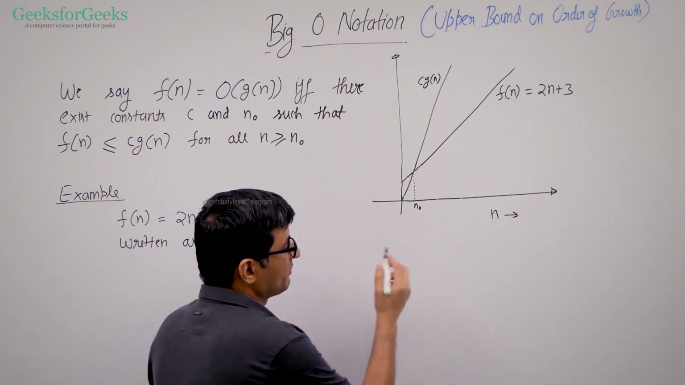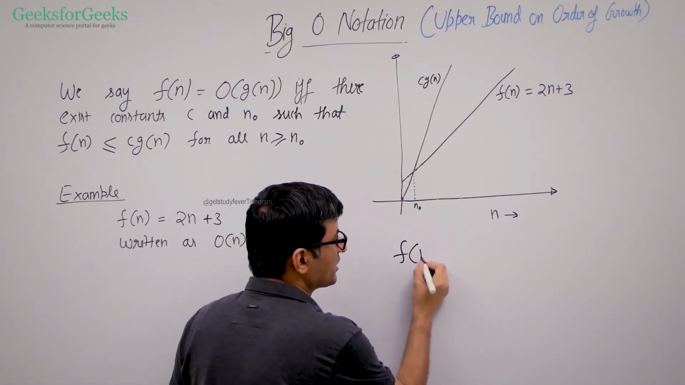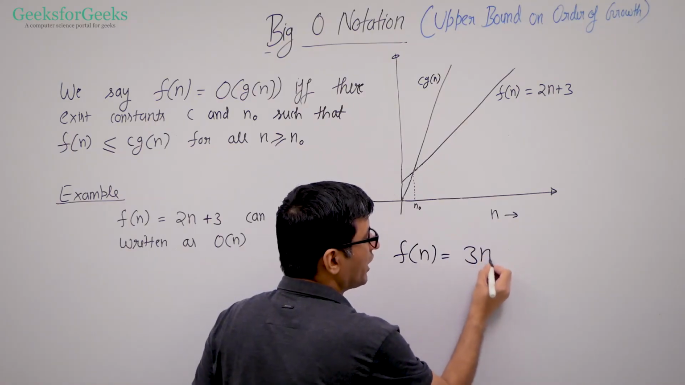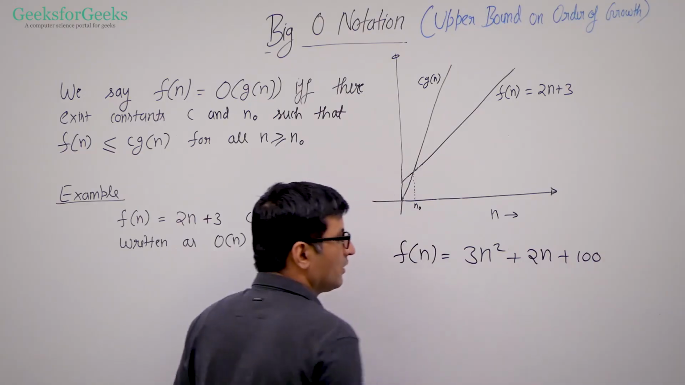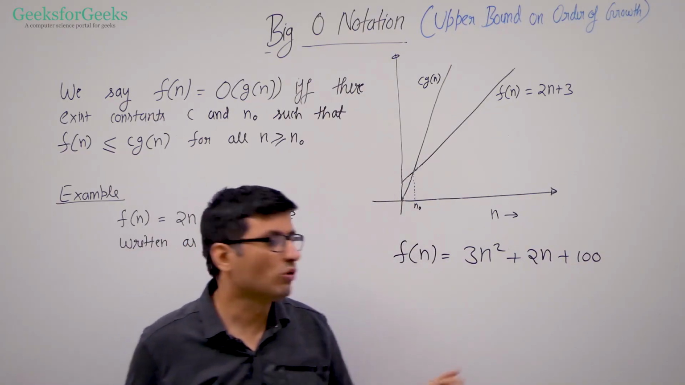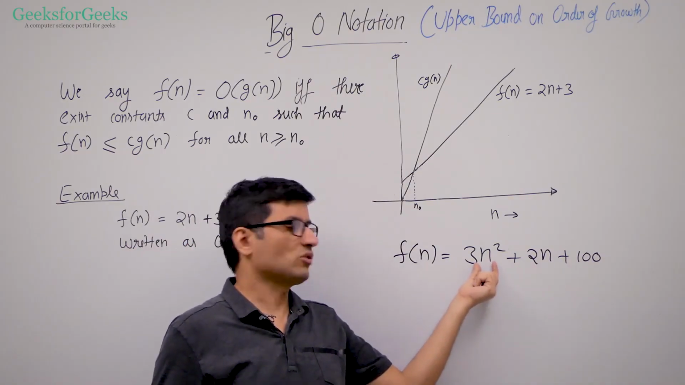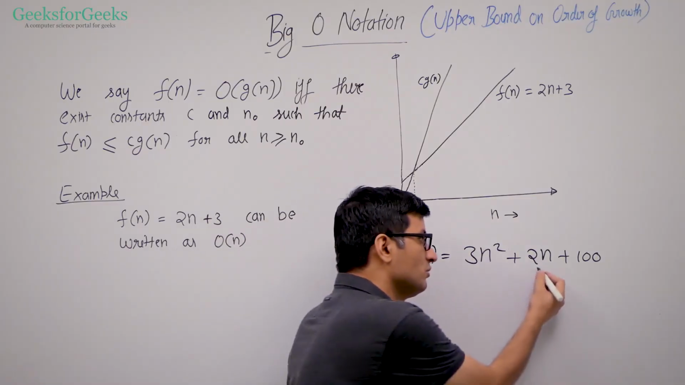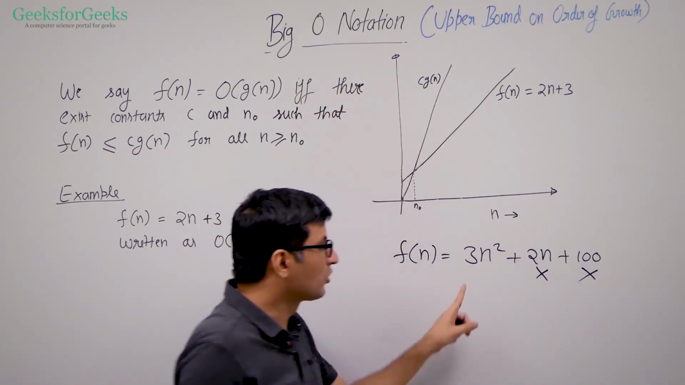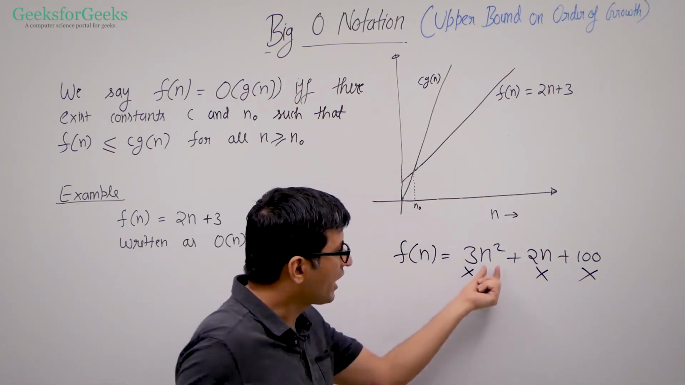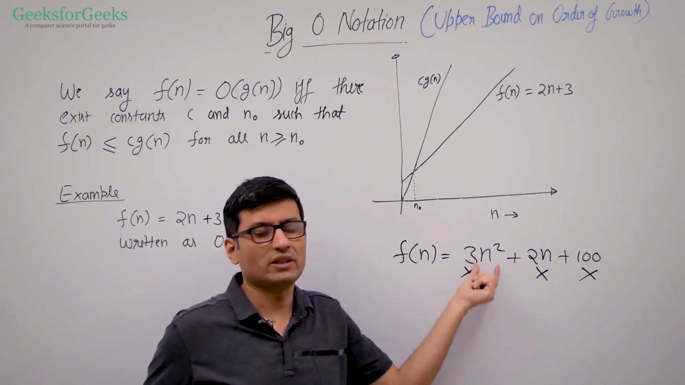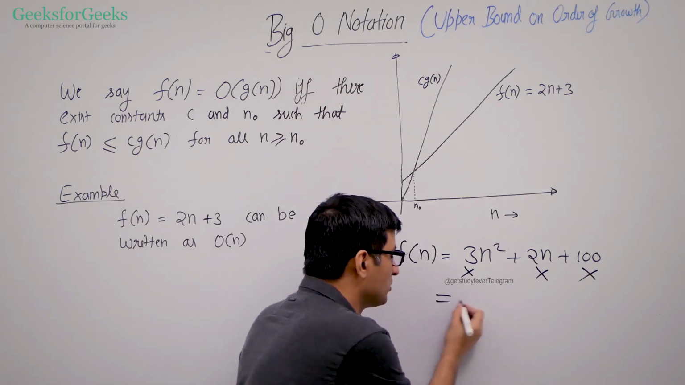Let's deal with some examples. Say our F(n) is 3n square plus 2n plus 100. We ignore the lower order terms. This is the highest order term, so we ignore these two. We ignore the constant of the highest order term. So we have only n square left, and we say F(n) is Big O of n square.